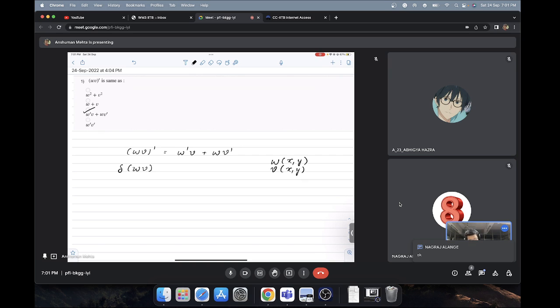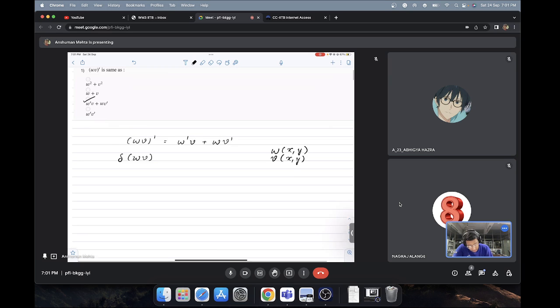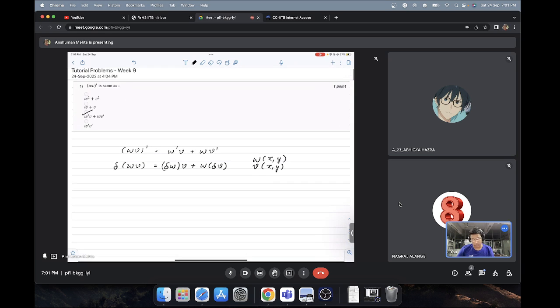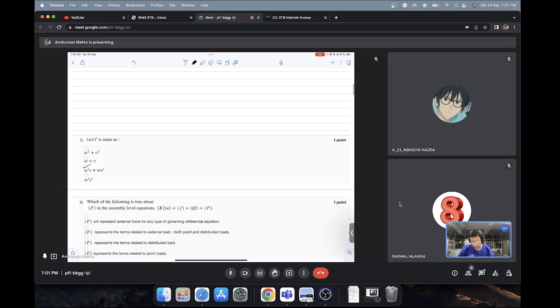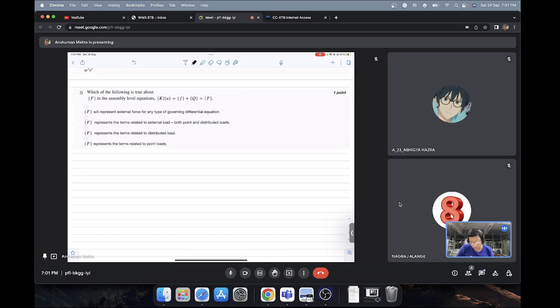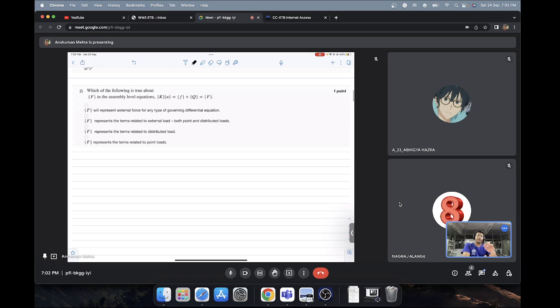So if we have two functionals, then also it will be the same if a functional comes. Now the second question was: which of the following is true about this? We have converted a lot of systems into these matrices, and in my tutorials we actually did this mostly.